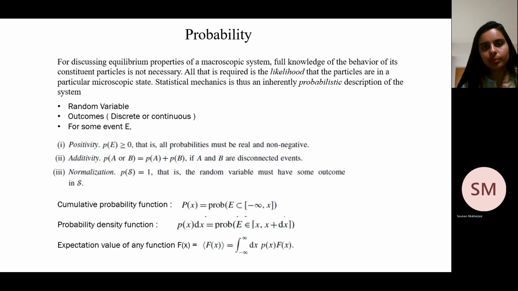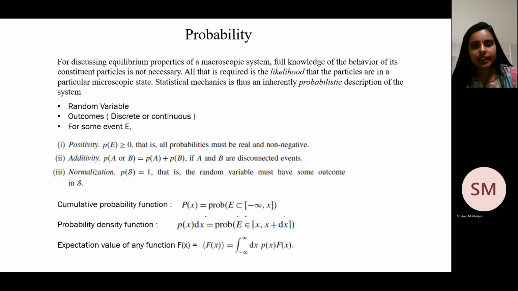And then we moved to probability. So why did we go to probabilities? Because when we talk about this macroscopic system, we learned that thermodynamics gives us a macroscopic description, right? But in order to reach this macroscopic description, we do not need the individual microscopic description of individual particles. What we need is a probabilistic description, which tells us the likelihood that the particles will be in some microscopic state. So there comes statistical mechanics. Statistical mechanics is an inherently probabilistic description of a system.